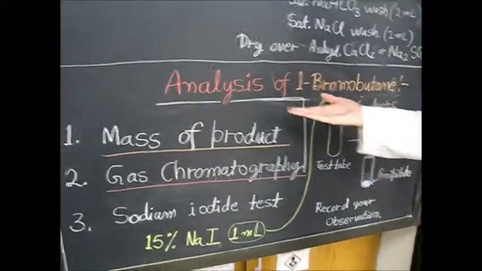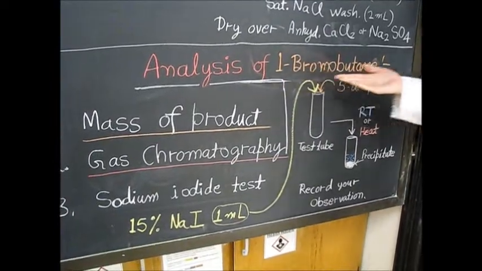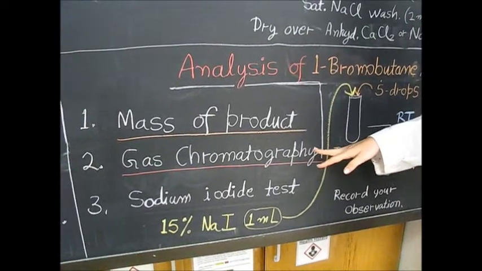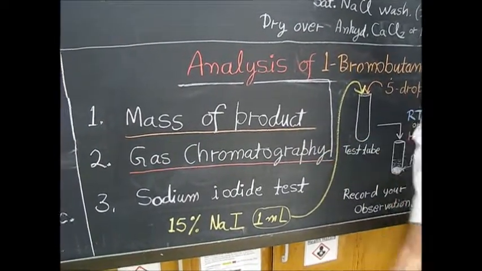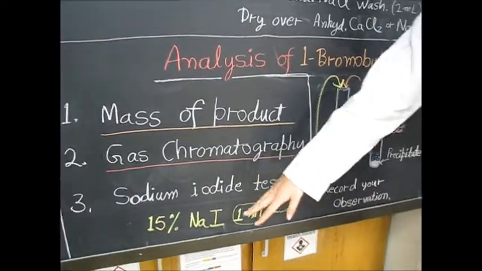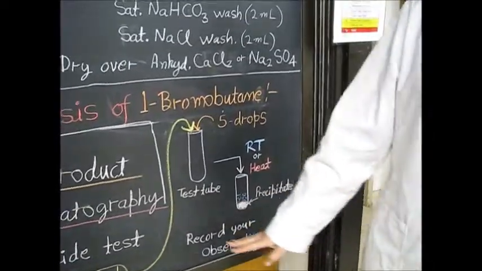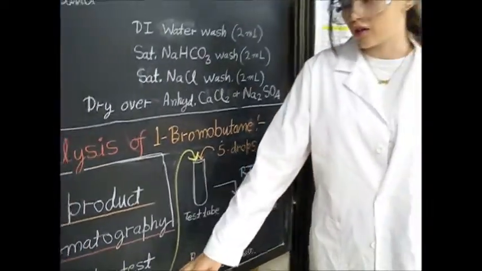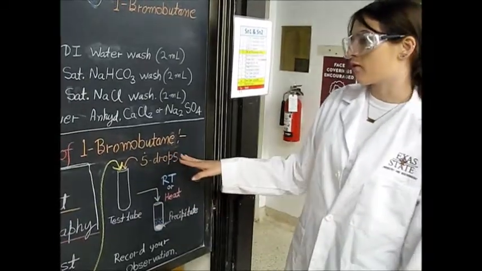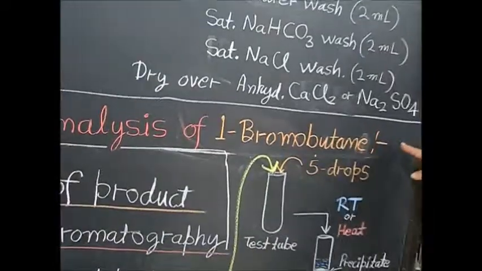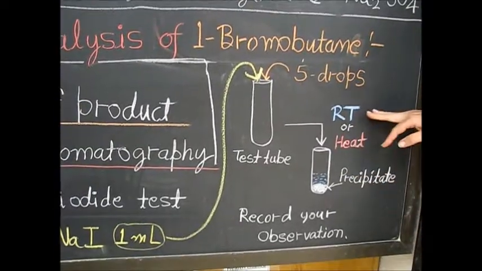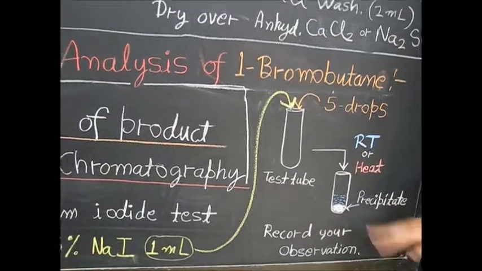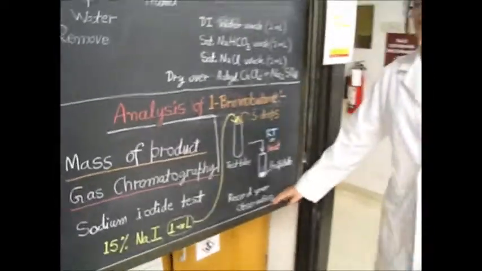So in this experiment, the analysis we're going to be doing of our 1-bromobutane is, of course, getting the mass of our product, the gas chromatography to clarify the purity, and then a sodium iodide test to check the overall success of your experiment. So the sodium iodide test involves taking 15% sodium iodide, adding it to a test tube along with 5 drops of the 1-bromobutane, and then after a while, probably at room temperature, you probably won't heat it, you should see a precipitate form, and you will record your observations.